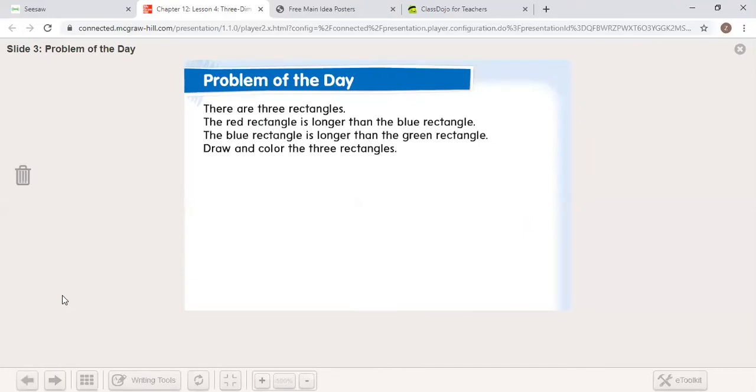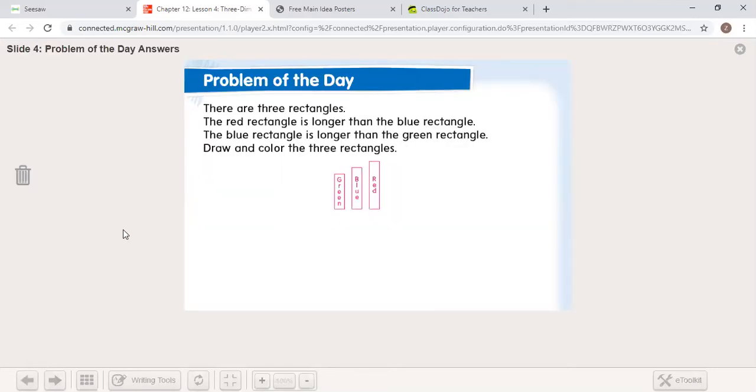Problem of the day. There are 3 rectangles. The red rectangle is longer than the blue. The blue is longer than the green. Draw and color the 3 rectangles. So on your own, take some time, pause the video, to draw me those 3 rectangles. There you go. They didn't color them, but I should have a green, a blue, and a red rectangle.